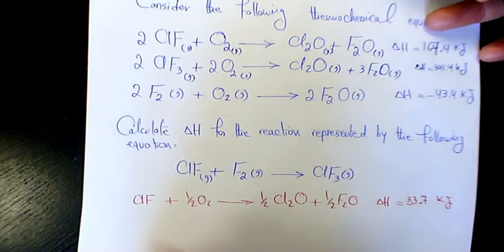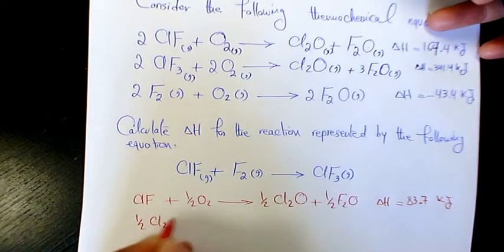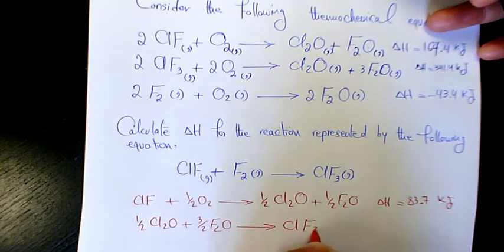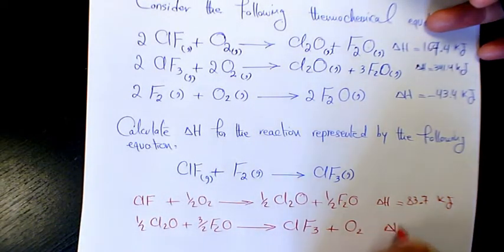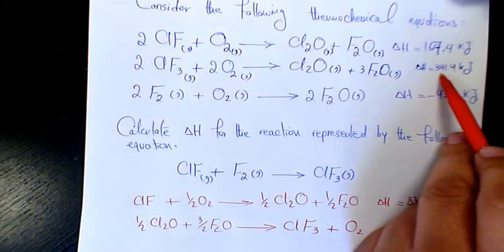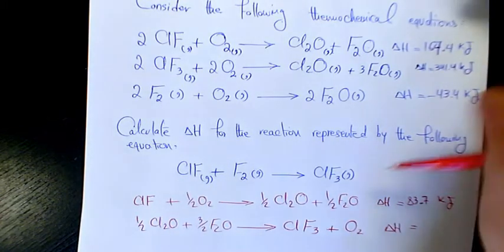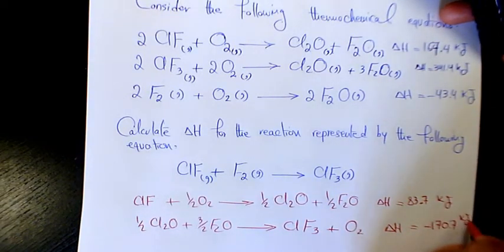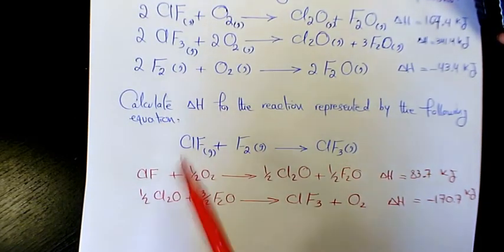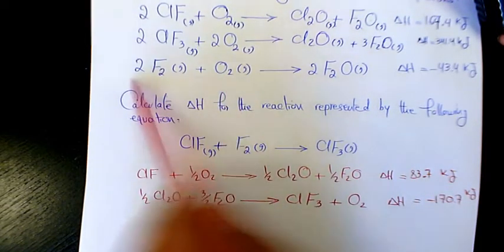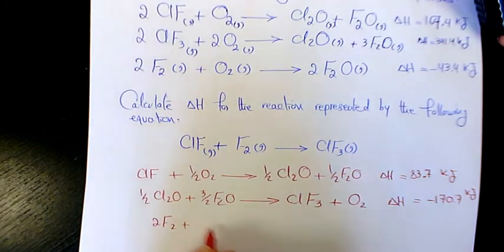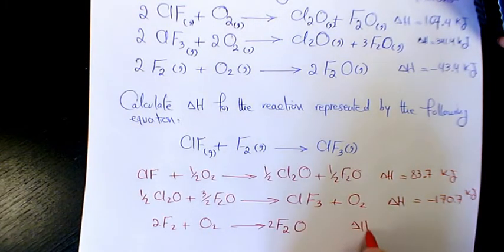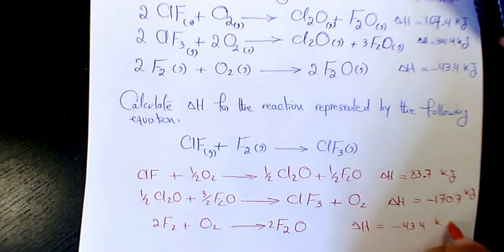ClF3 we reverse it and divide it by 2. So it's going to be 1 over 2 Cl2O plus 3 over 2 F2O. It's going to give us ClF3 plus O2. That's going to give us negative 341.4 divided by 2. That's going to be negative 170 kilojoule. Then we do this one here. 2F2 plus O2 is going to give us 2F2O. That's going to give us negative 43.4 kilojoule.